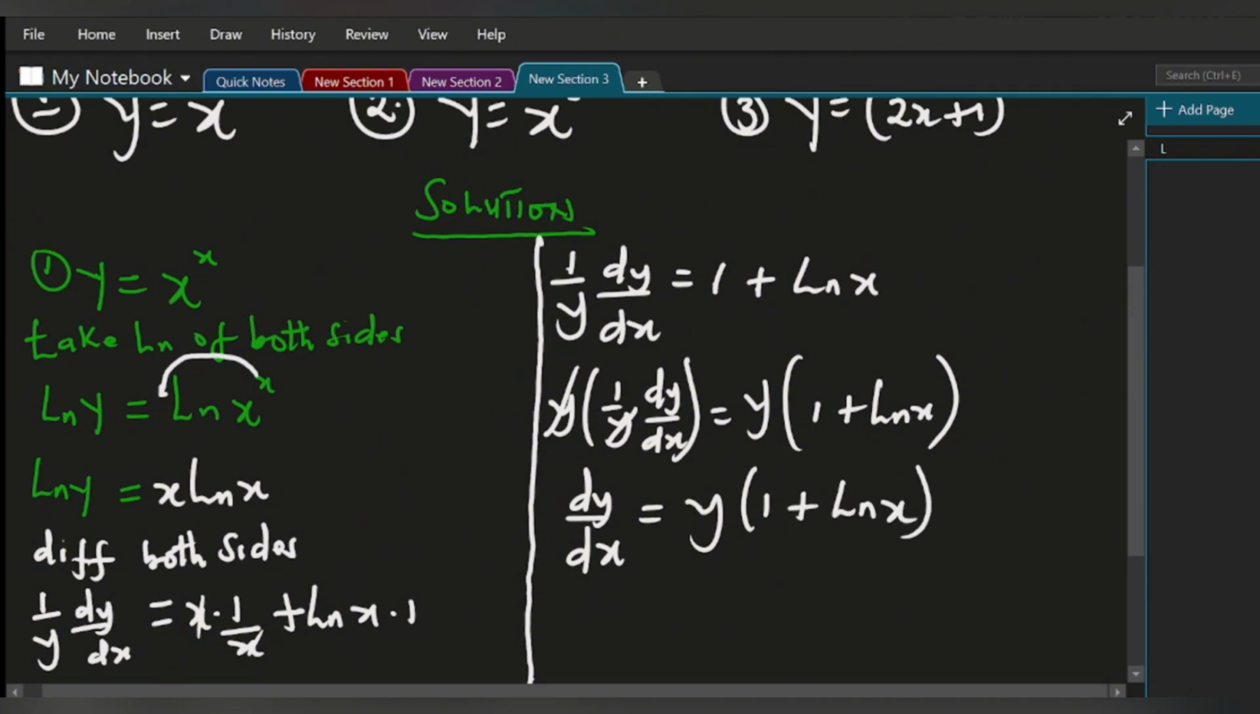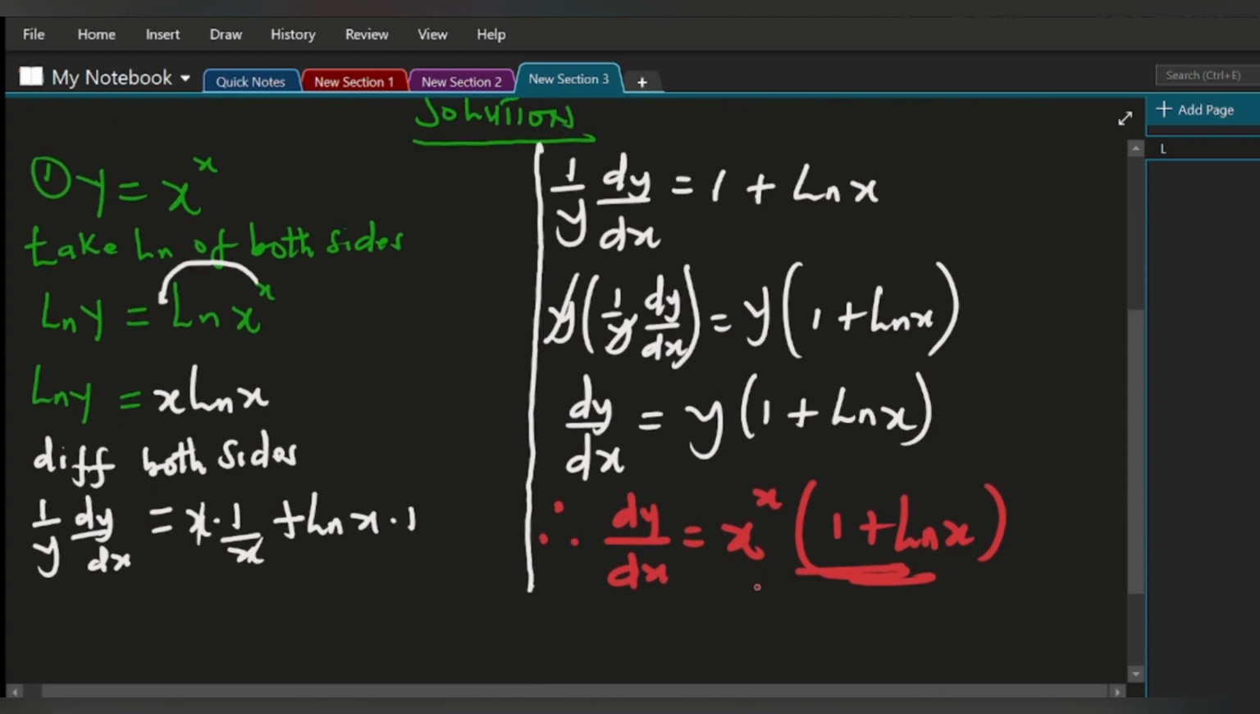Then the final step, take back y to what it was. y initially was defined to be x raised to the power of x. Therefore, dy dx will be equal to x raised to the power of x into 1 plus ln x. And this is the answer to this function x raised to the power of x. I'll be solving the other examples in the next video.